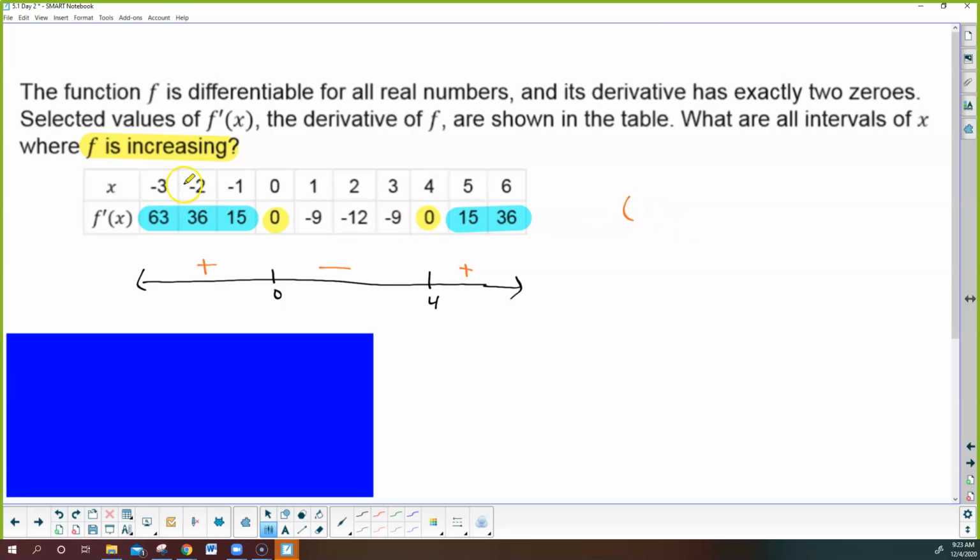But you have to be careful. We only have the values from -3 to 6. We don't know anything else about this. So when you write your interval, we have to start at -3 and we're going to go until 0. Increasing from -3 to 0 because I got positive slopes. And then we're going to go from 4 to 6. I can't say more because I don't know anything past the table. You can only use the information in the table.